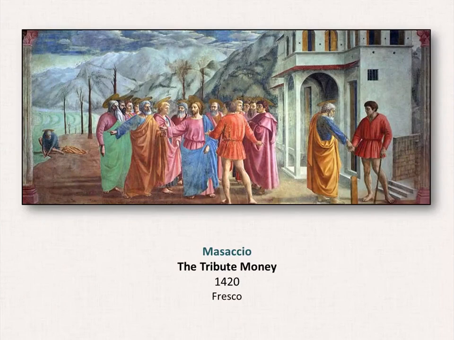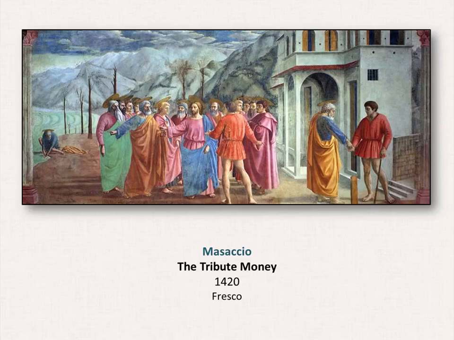The Tribute Money is a multi-scene fresco painted by Masaccio. A Roman tax collector, the figure in the foreground in the short orange tunic, demands tax money from Christ and the 12 apostles, who don't have the money to pay. Peter is told by Christ to go to the lake, catch the first fish, open its mouth, and you will find a 4-drachma coin. Use that coin to pay the tax.